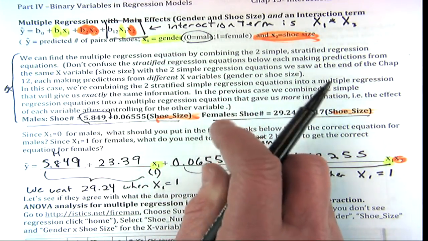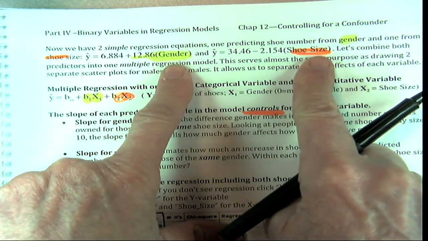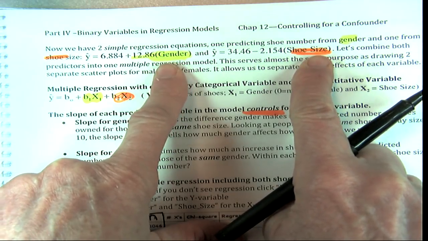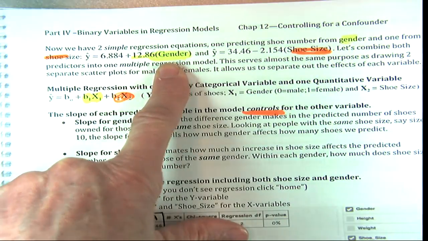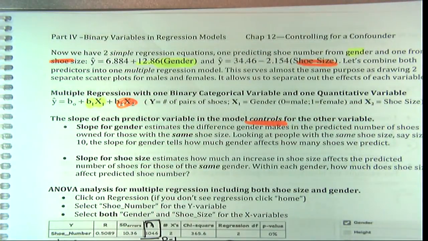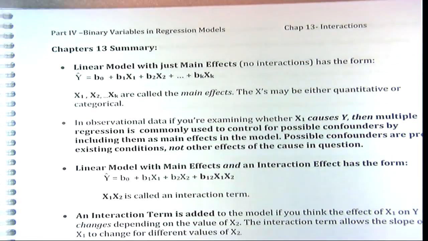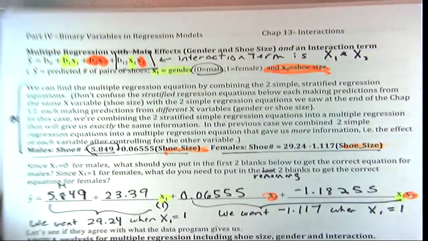Where you're making them from different x variables, gender and shoe size. That's something where we're combining different ones. That's a completely different idea. So I just wanted to make sure you don't confuse those two just because they were presented at the same time. Okay, that's all. All right.